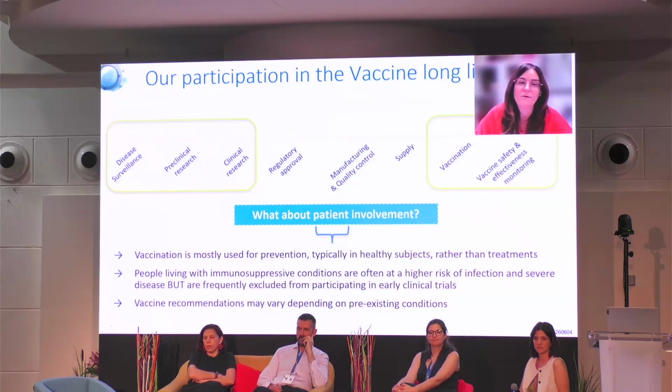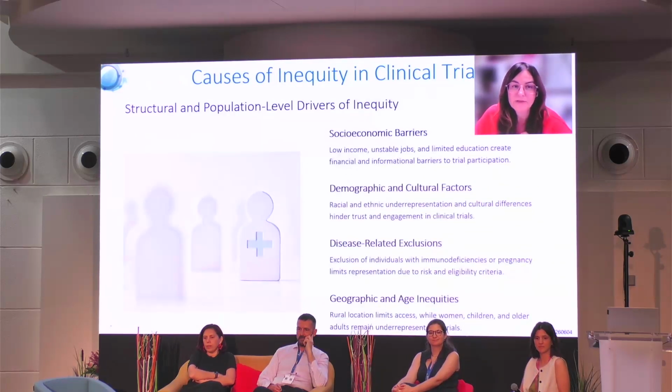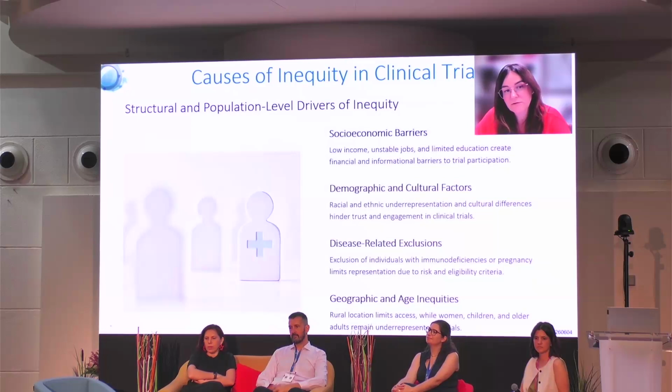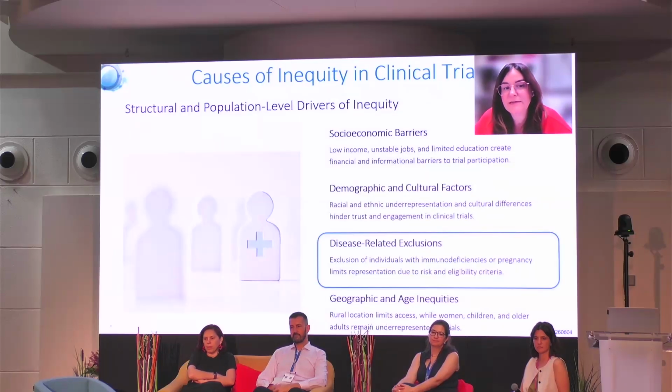So if you go to the next slide, please. Why do we want to do that? Because we realize that not including immunosuppressed people in vaccine development is a great part of the inequity in clinical trial development. There are many factors in having inequity in clinical trials. It can be social behavioral factors, demographic and cultural factors, of course, and disease-related factors. And for those disease-related exclusions, scientists located in these types of academic institutions have a great opportunity to try to reduce those inequities.